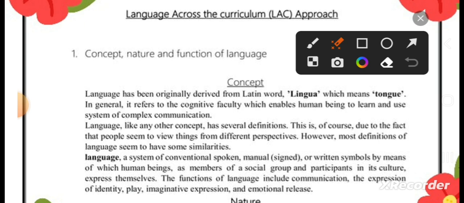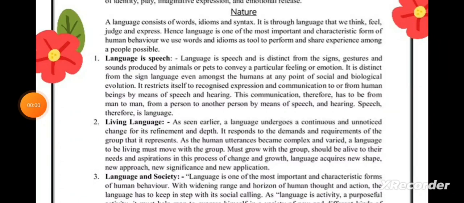So, in conclusion, language is a complex and dynamic system of symbols that enables human beings to communicate. It is a fundamental aspect of human existence, shaping our interactions, relationships, and understanding of the world. Language is a powerful tool that connects individuals and communities, allowing for the sharing of knowledge, culture, and experiences.